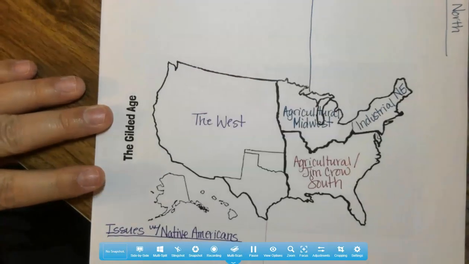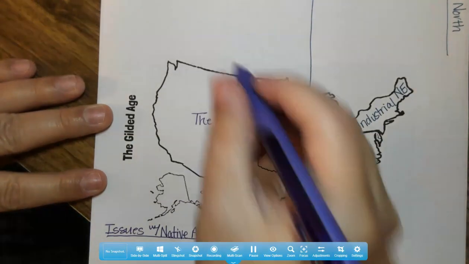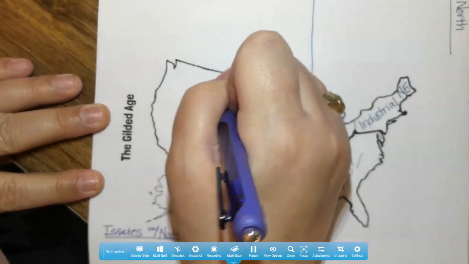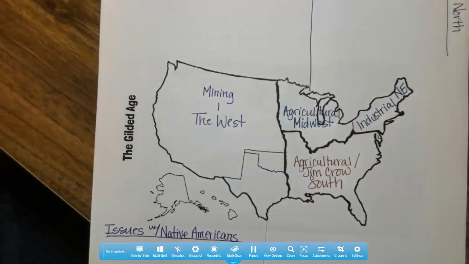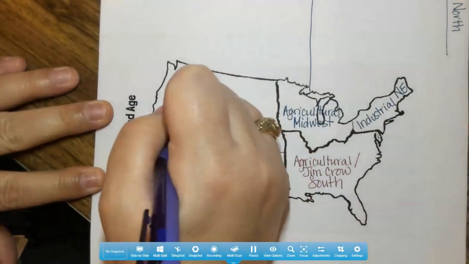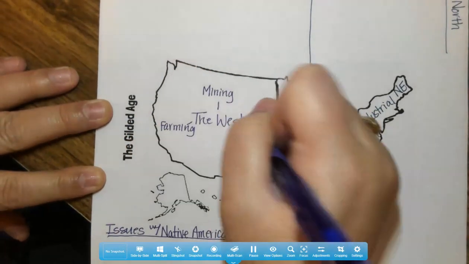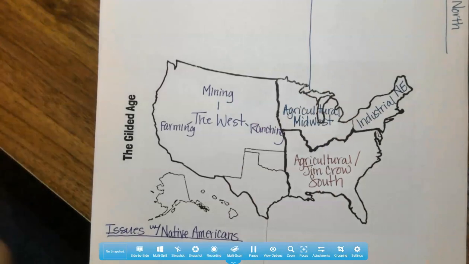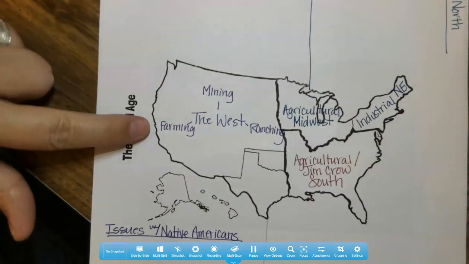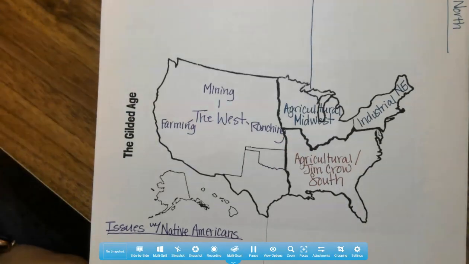But there are 3 main things that we have in the West. We have mining. We have farming and ranching. Okay, so obviously farming, you grow the things. Ranching, you raise animals. Okay, so cattle, sheep, that type of thing.